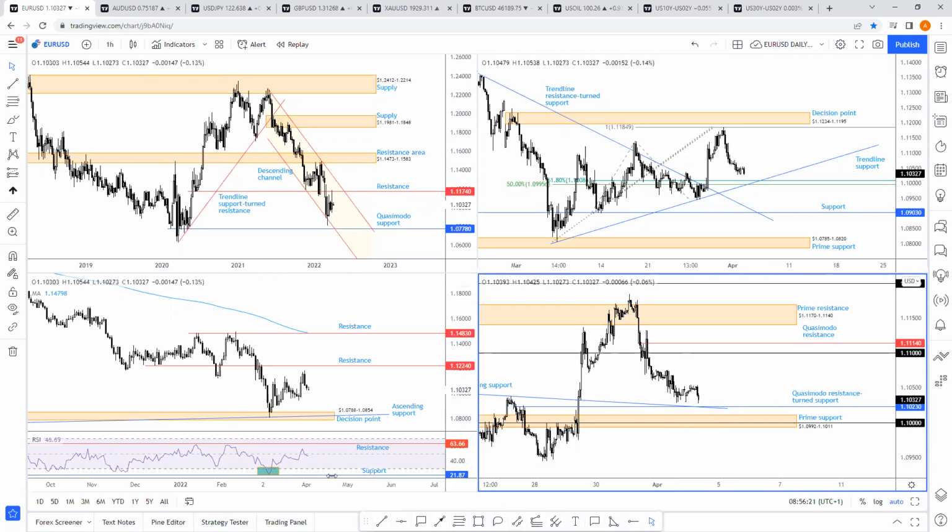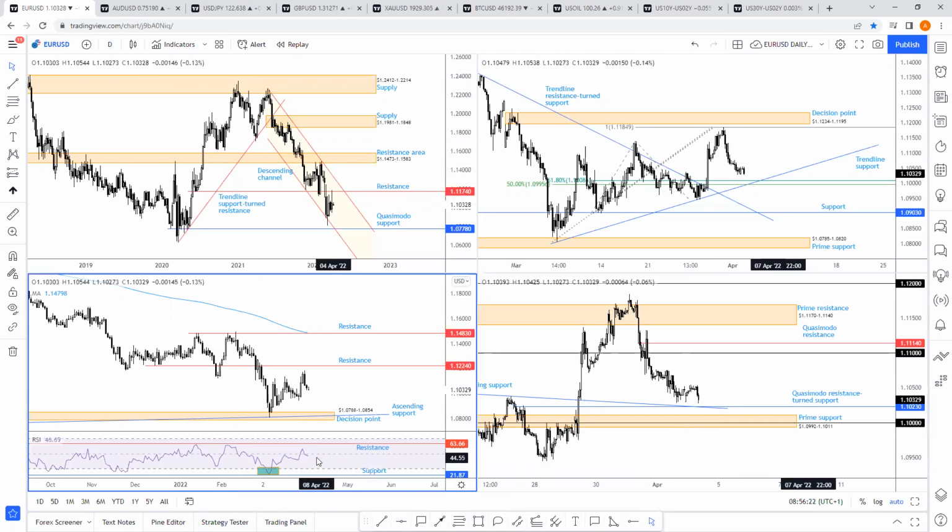Just one final point on the euro dollar. Do note that we are now back below the daily time frame's RSI 50 center line. Now, what this does is it informs traders that average losses are exceeding average gains. So this does indicate negative momentum for this market.